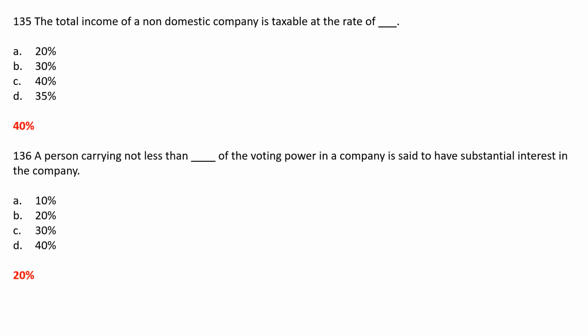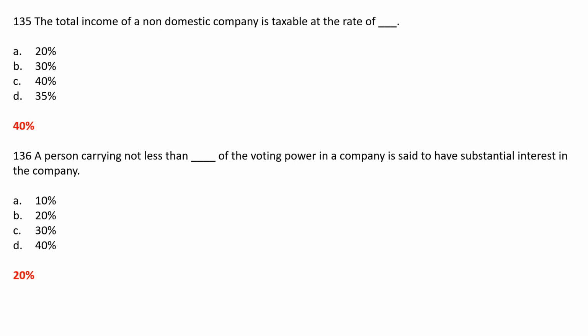The total income of a non-domestic company is taxable at the rate of option A 20%, option B 30%, option C 40%, option D 35%. The correct answer is option C 40%. The total income of a non-domestic company is taxable at the rate of 40%.